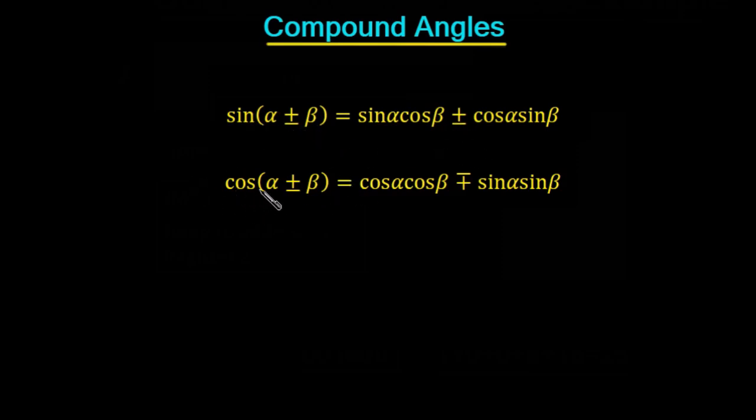Now the other one is cos of alpha plus or minus beta. That is equal to cos alpha cos beta minus or plus sine alpha sine beta. So the thing you have to be careful with this one is that there's a change in the sign. The plus sign here will become a minus sign here, and the minus sign here will become a plus sign here. So those are the four equations that, again, we've just stated, we haven't proven, and we're going to have a wee look and see how we actually use these equations to solve some problems.